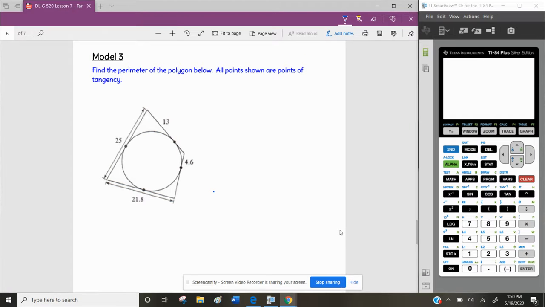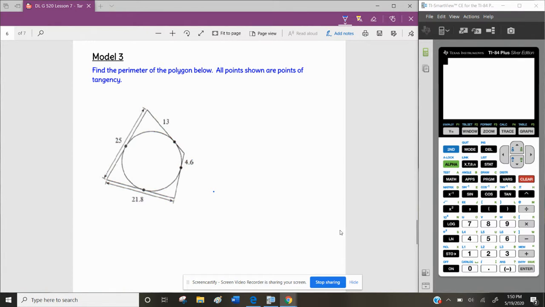This is Numbers with Nicole, and we're going to finish that lesson, model examples on tangents to circles. So I have model number 3 and model number 4. I'm going to do 2 more questions here. I don't know why I didn't just put them in the previous video. Sorry. So let's dive in.